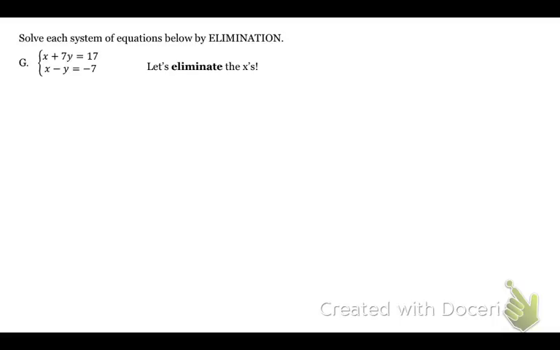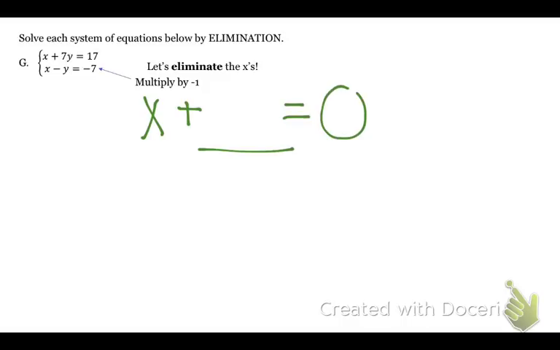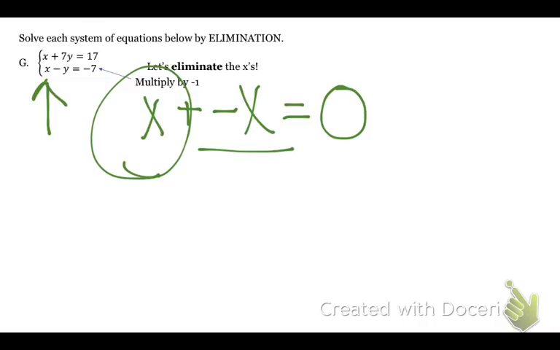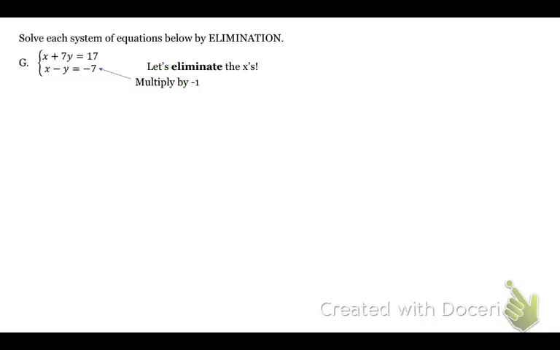And I'm going to choose my x's because they are the same exact. X and x. Going to be pretty simple. I'm going to multiply that bottom equation by negative 1 because I'm going to think x plus what will give me 0. Well, it's the opposite of whatever that is, so it's going to be negative x. So I need to see what do I multiply that by to get me a negative x. Well, it's a negative 1.